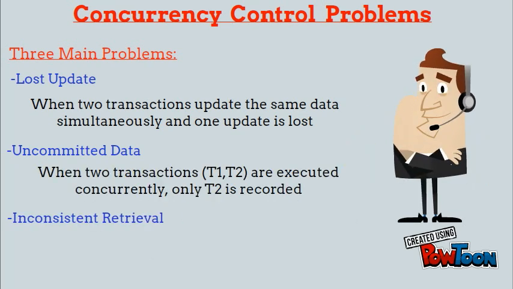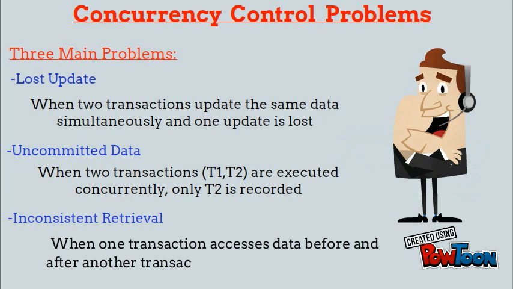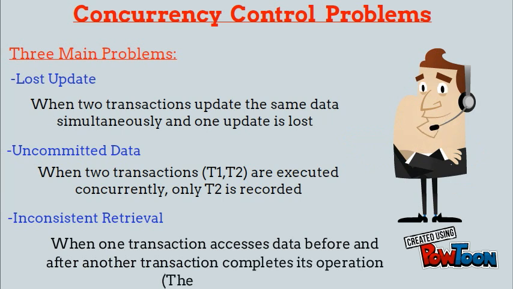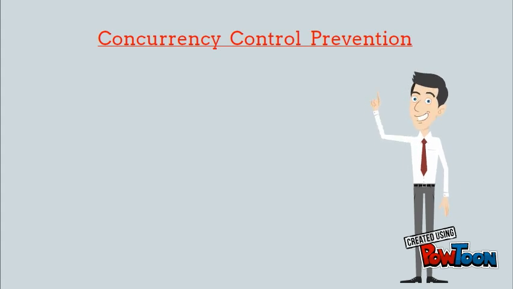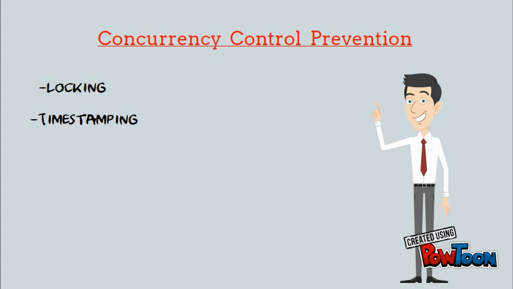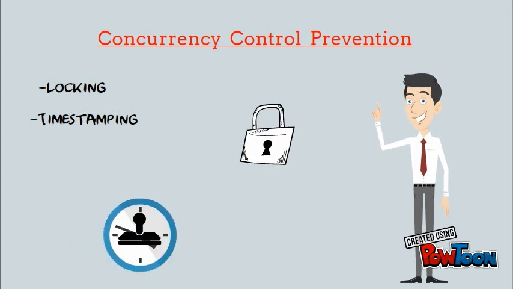Lastly, inconsistent retrieval. Inconsistent retrieval is when a transaction accesses data before and after another transaction completes its operation on the same data. The question now arises, how do we solve these problems? These problems can be solved by locking and timestamping. Today we are only going to elaborate further on one aspect of locking, known as lock granularity.